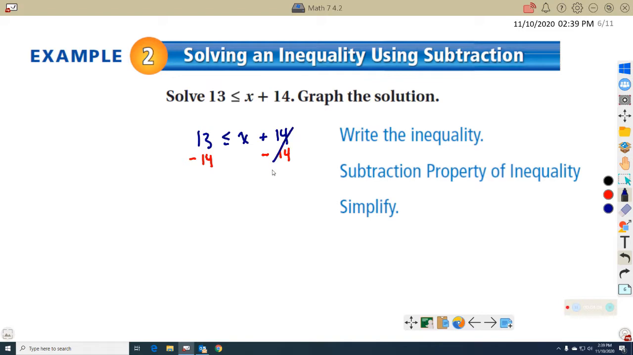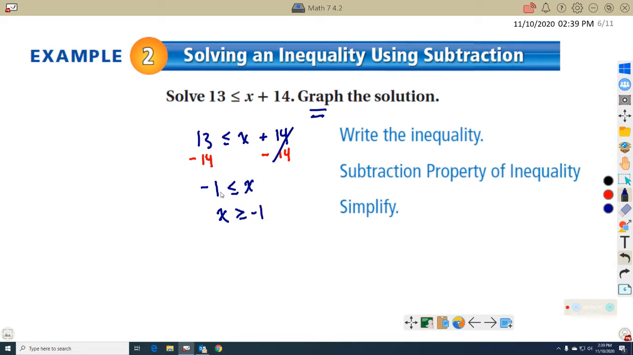So 14 minus 14 is 0. 13 minus 14, -1. And everything else just comes straight down. Okay, so -1 is less than or equal to x. But really, when we think about this, because I have to graph this, I want to think of x as greater than or equal to -1.